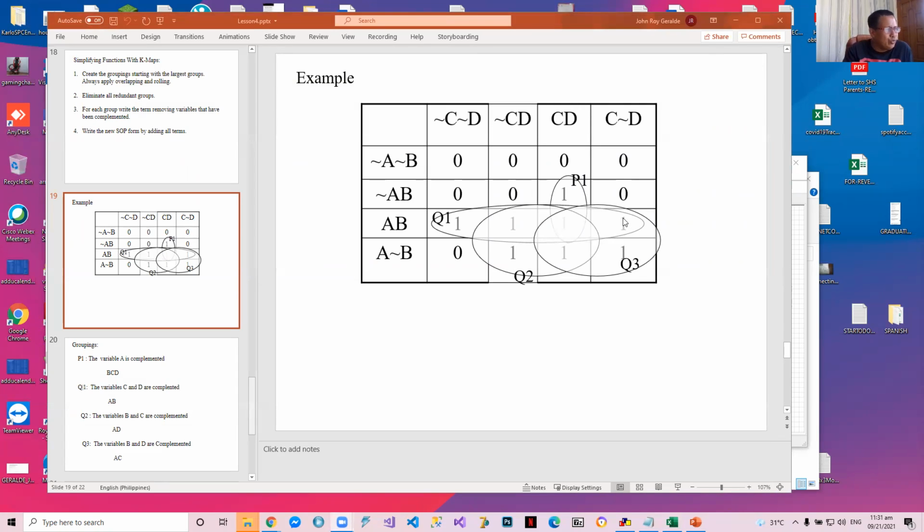Let's go back. For Q3, we have A, B, and A not B. This is Q3. This is A, B. So not B should be removed. And we have C and C not D. So not B and D should be removed. So we'll have AC. Okay?